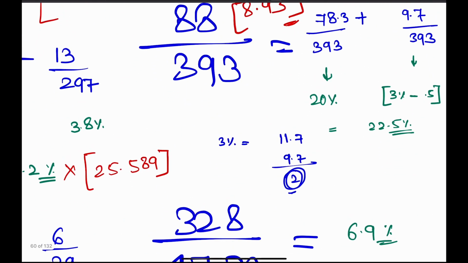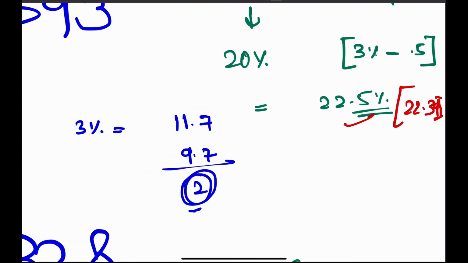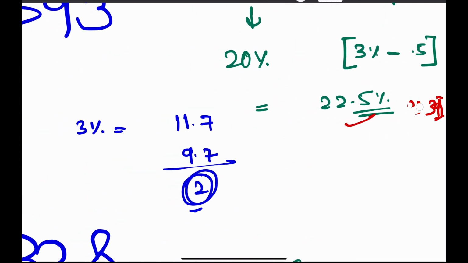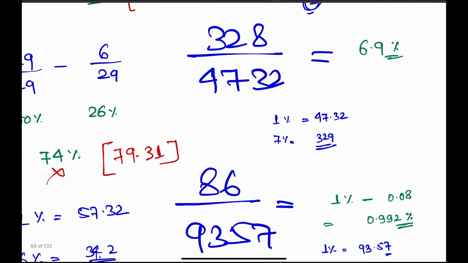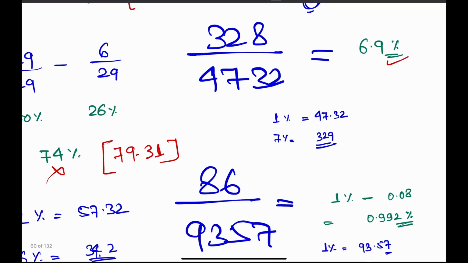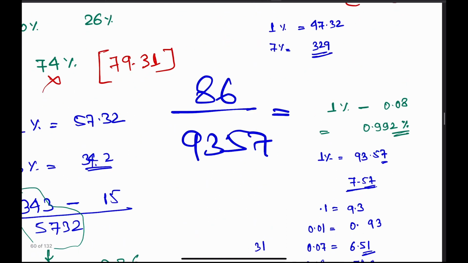Mistake is there. 88 divided by 393. 22 point, yeah, I can consider it correct. 22.39 is the right answer. Let me just write somewhere else. 22.39. 328 divided by 4732. 6.9. Correct. 6.93. So yeah, correct only.